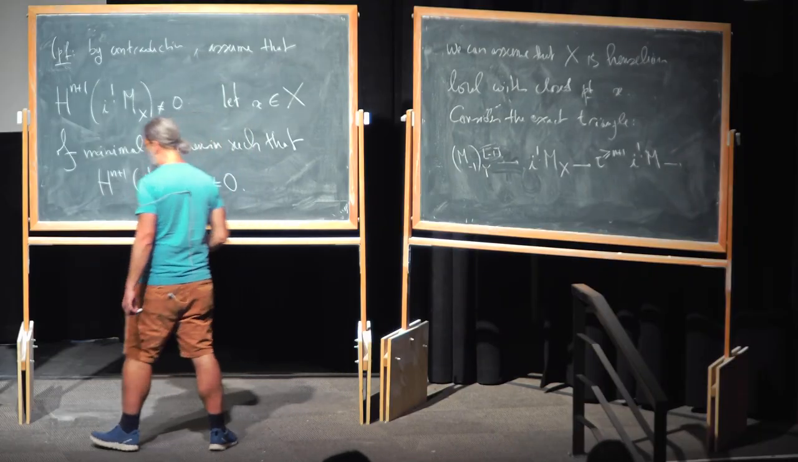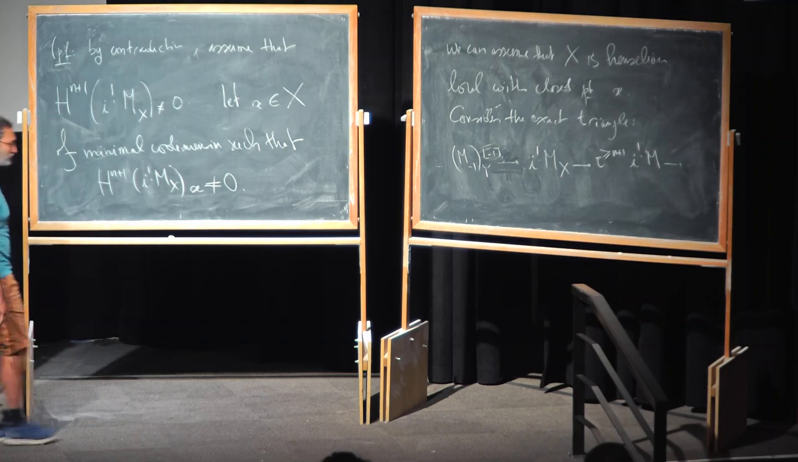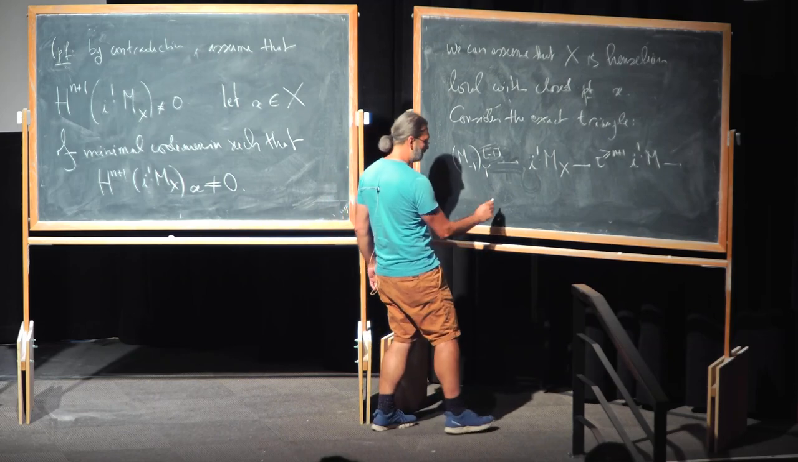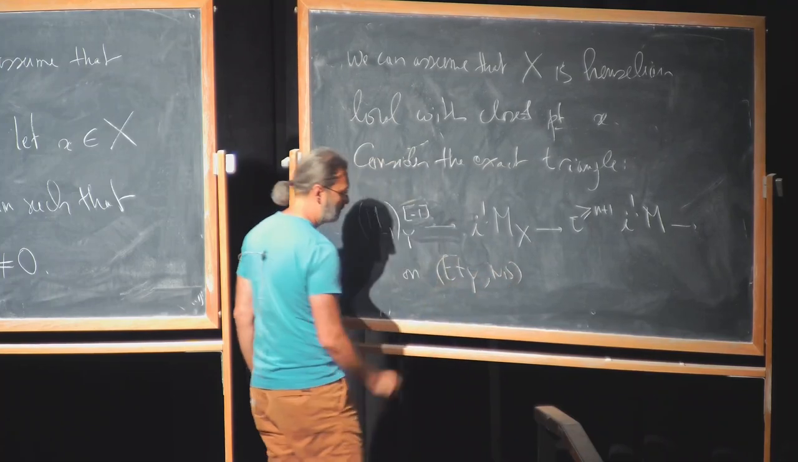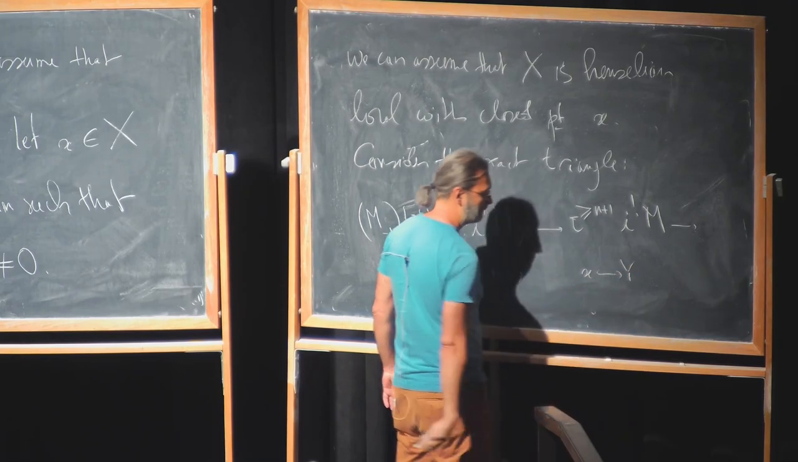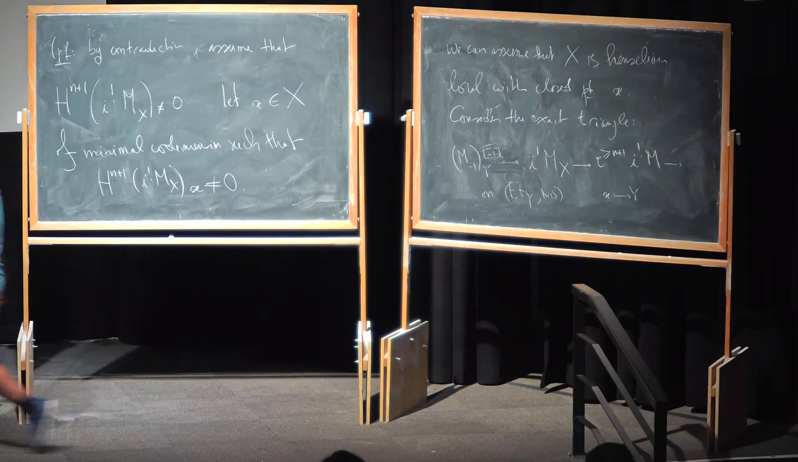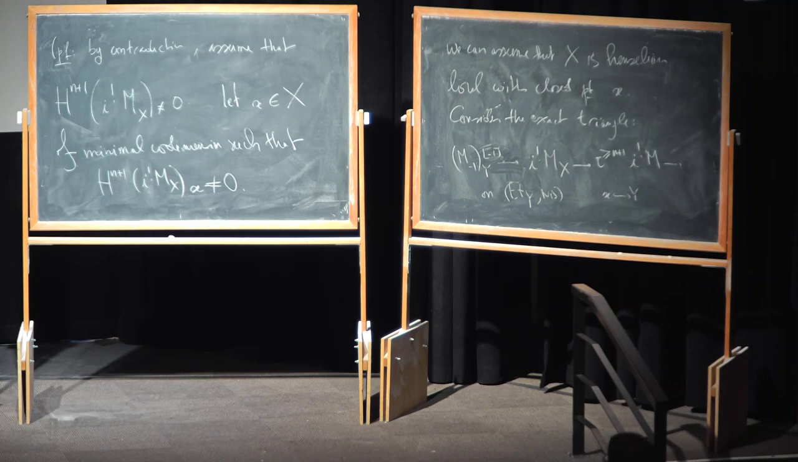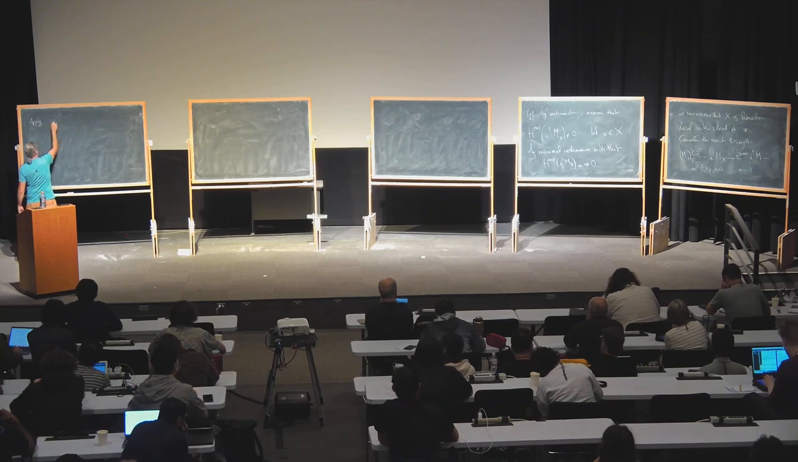And so I want to get some contradiction. I want to prove that this is actually zero, so as to get a contradiction. So what we do is we now apply to this. Remember, this is on the small Nisnevich site of y. So x is a point of y, and what I'm going to do is apply x upper shriek to this triangle, and then take cohomology.